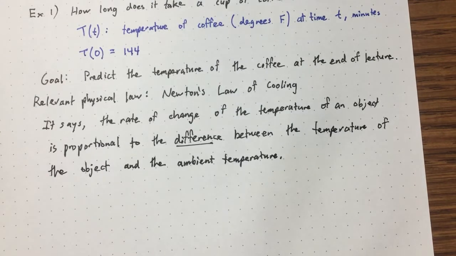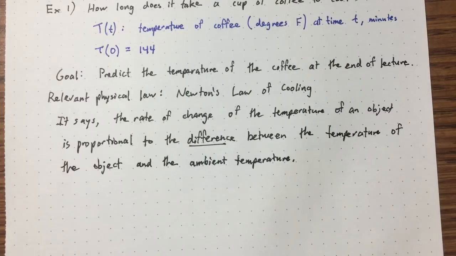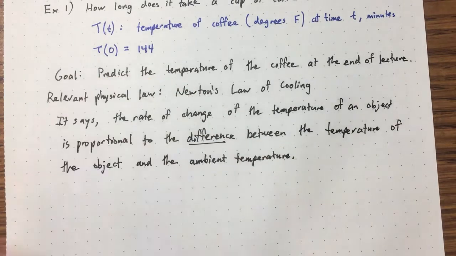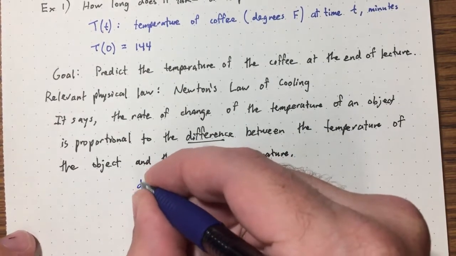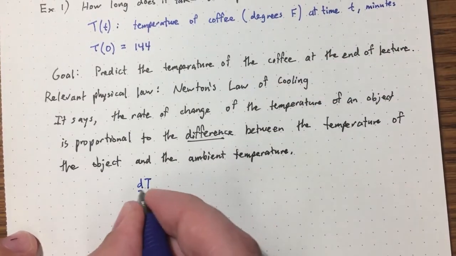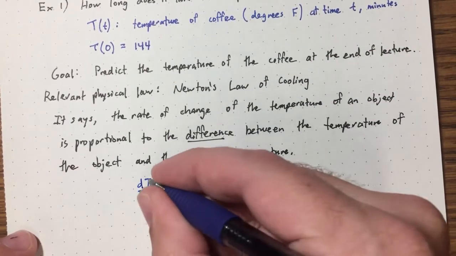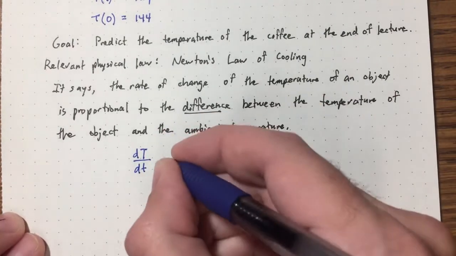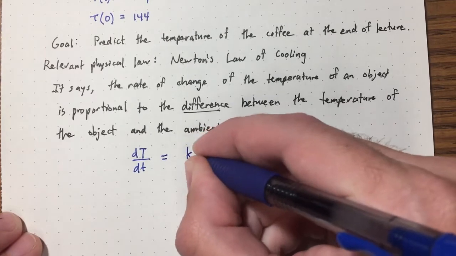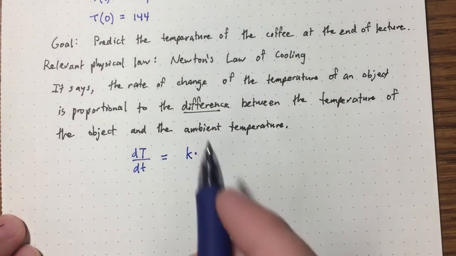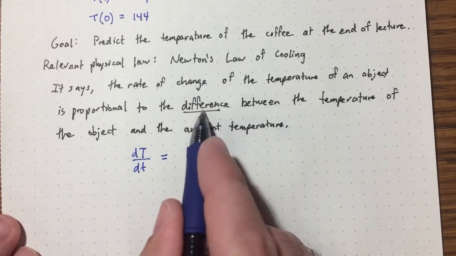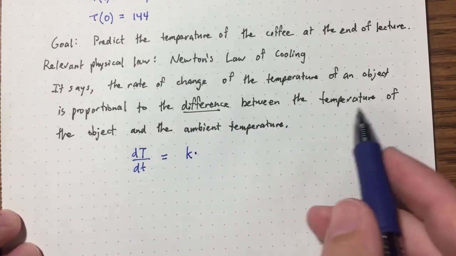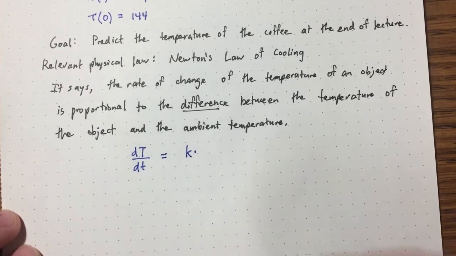Okay, so let's try to write a differential equation. In fact, we already have. This is a differential equation in words, just as most physical laws are. So let's just try to translate this into mathematical symbols. So it says the rate of change of the temperature, in other words, dT/dt, right? That's the rate of change of the temperature, is proportional to, equals k times. And what is it proportional to is the difference, so that's a subtraction, right? So we're going to subtract the temperature of the object and the ambient temperature.